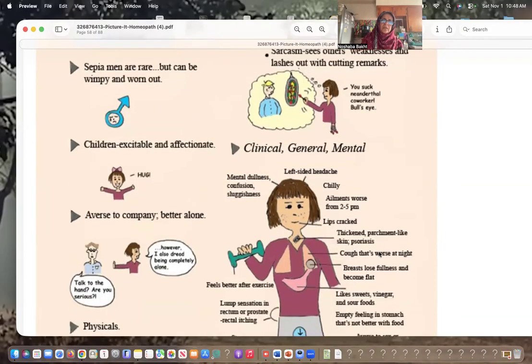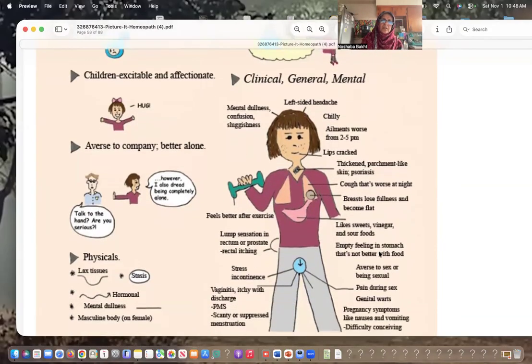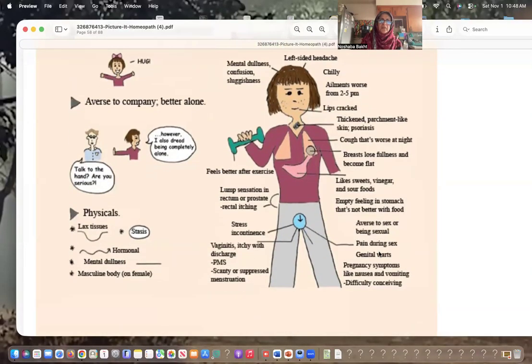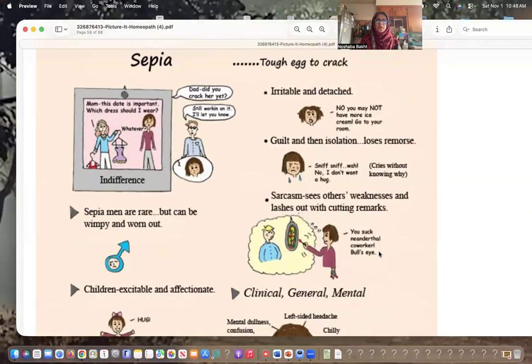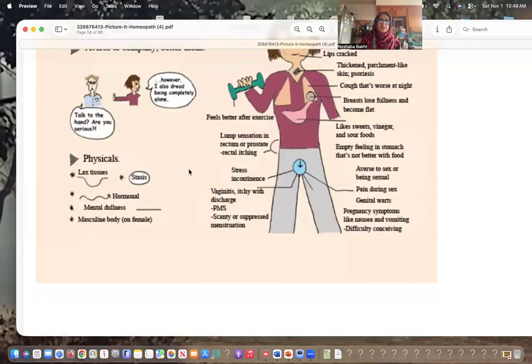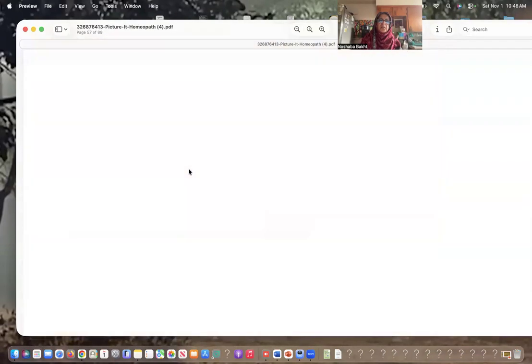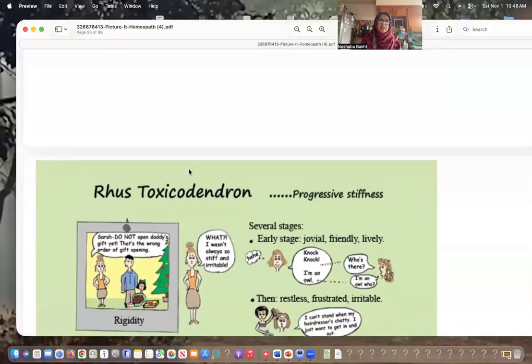These are the women who would be helped with Sepia, postpartum depression, because remember, delivery is a big issue. With all the housework and all the work outside, it just gets the best out of them. They can go into the Sepia mode. There is another picture I will send you, that Sepia picture. I like that picture a lot.